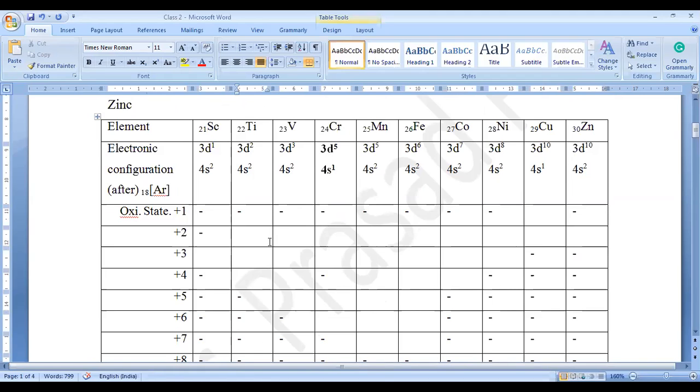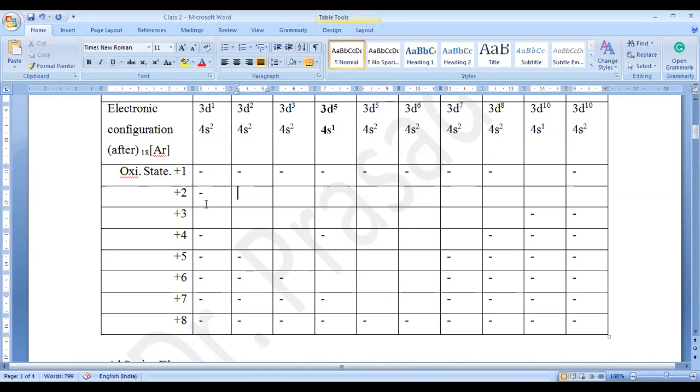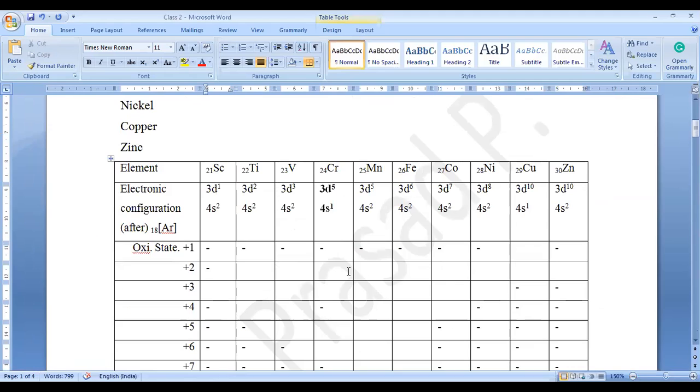Now the possible oxidation states of scandium: it cannot form a plus one oxidation state, it cannot form a plus two oxidation state. The stable possible oxidation state of scandium is plus three. Plus three oxidation state means that from the scandium configuration, three electrons are removed, that is two electrons from 4s and one electron from d. So it becomes 3d0. So scandium plus 3 has a 3d0 configuration, that is, it becomes the configuration of argon itself.